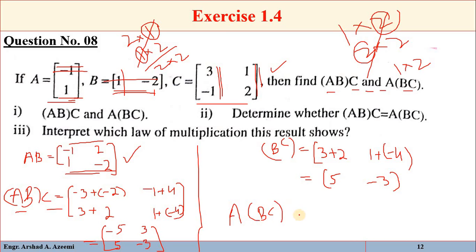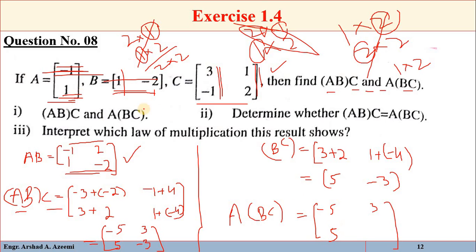So see, the BC matrix is 1 by 2 and A matrix is 2 by 1. So the number of columns of A is equal to the number of rows of BC. So the multiplication is possible and the resultant will be 2 by 2. So minus 1 multiplied by 5, so that is minus 5, minus 1 multiplied by minus 3, so that is 3, 1 multiplied by 5, that is 5, 1 multiplied by minus 3, so that is minus 3.